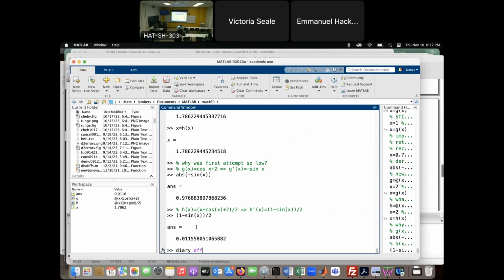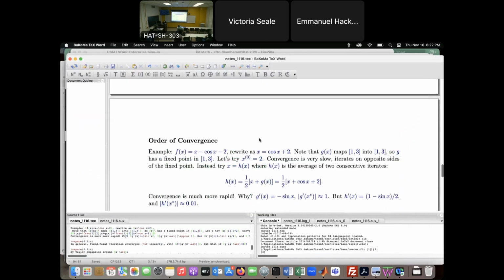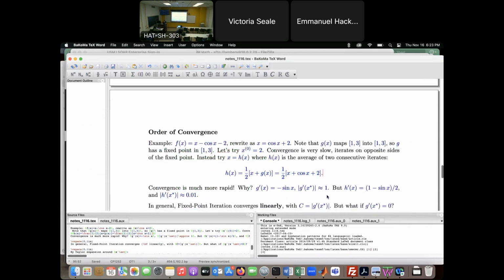Okay, so we saw, this is a bad g, and this is a good g. So, back to the notes. Okay, so this summarizes what was done. And sure enough, we see why: because of how small or large the derivative is near a fixed point.